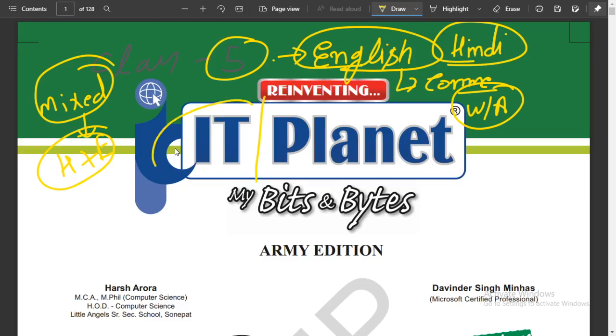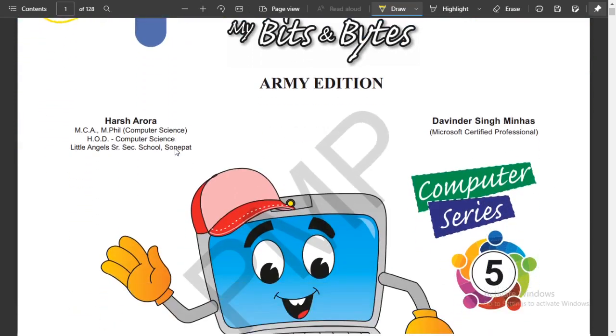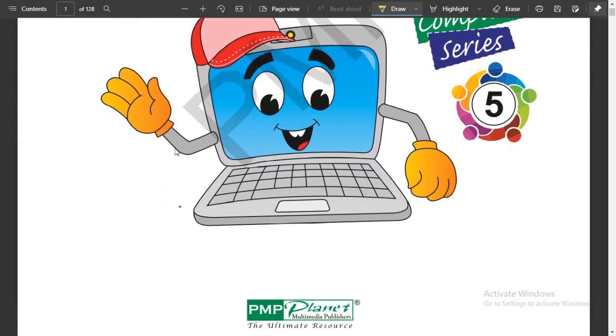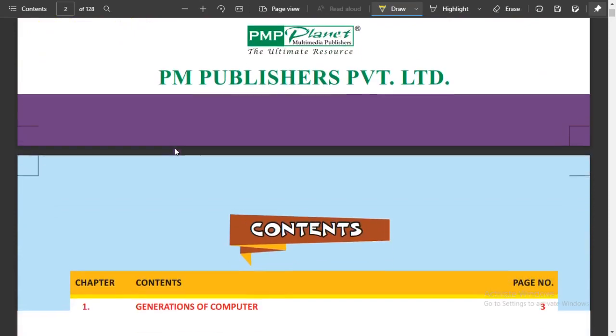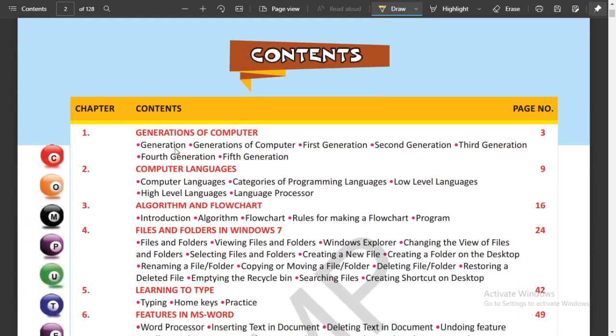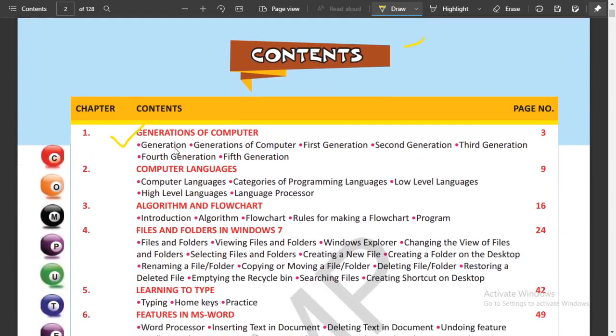Okay, so this is your IT Planet book for class 5. This is lecture number 2. Actually, from today I will start the proper syllabus. In the last class I just told you about the basics of computer. Now today we will start with chapter number 1, which is generation of computer. What is the generation of computer?